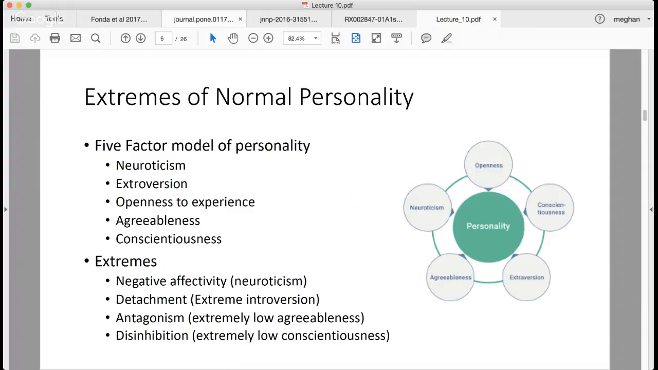Personality disorders are considered extreme aspects of the 5 factors. So negative affectivity is an extreme of neuroticism. Detachment is extreme introversion. Antagonism is extremely low agreeableness, and disinhibition is extremely low conscientiousness.